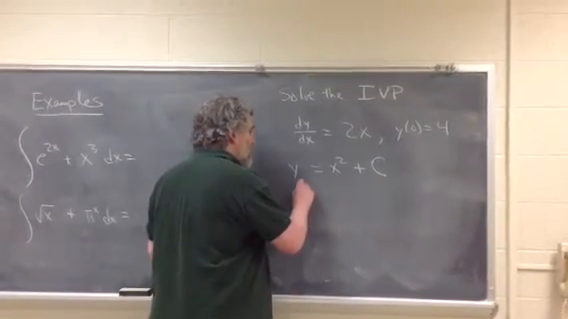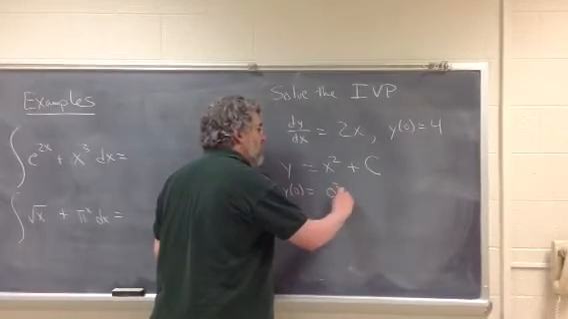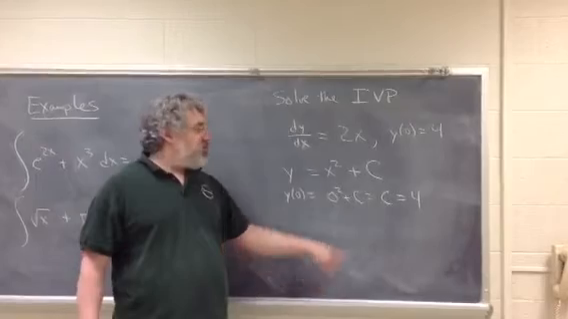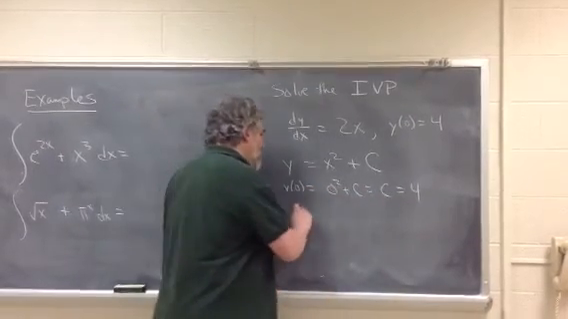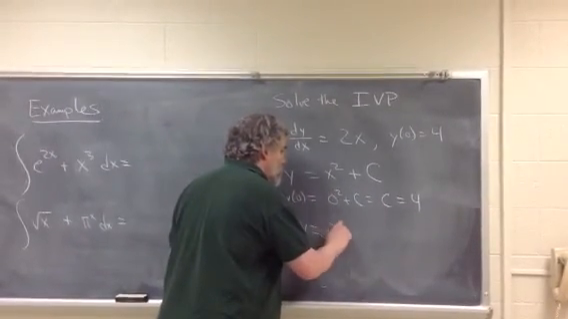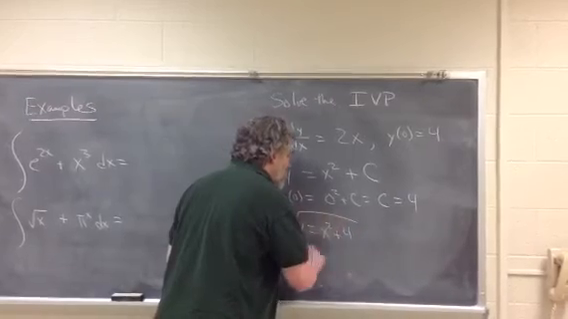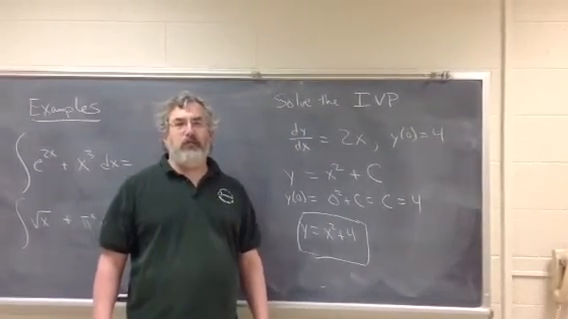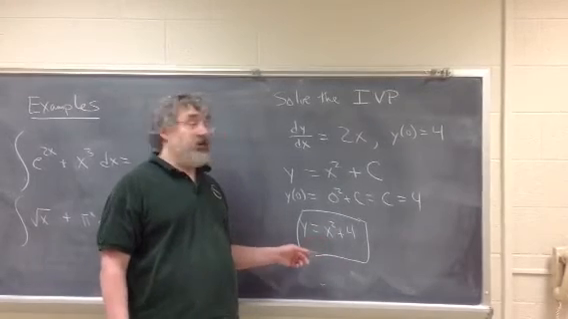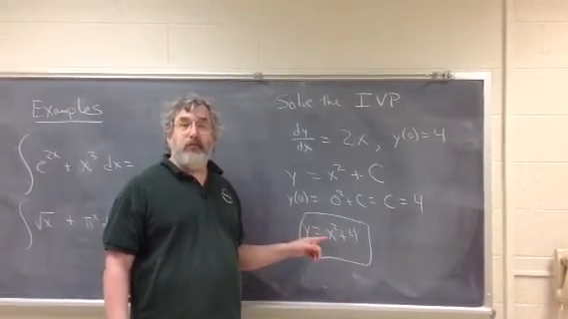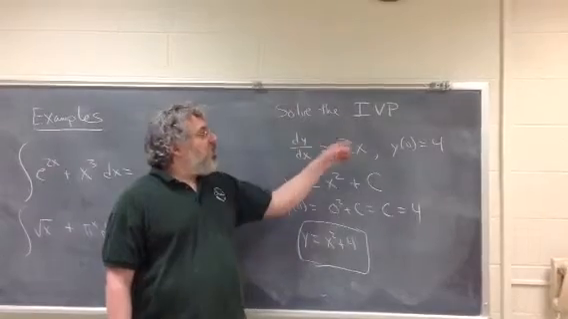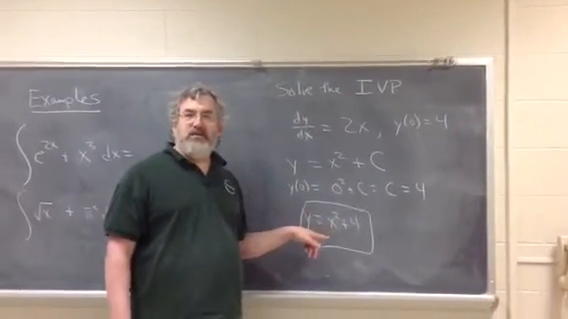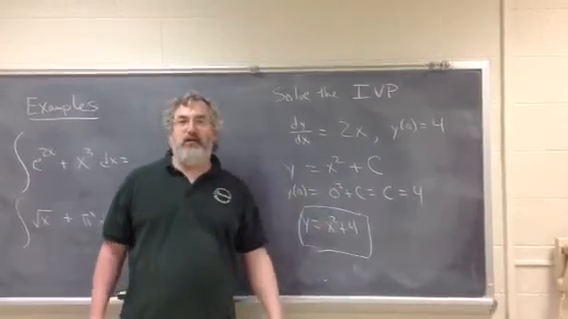Y of 0 means we plug 0 in for x. And it tells us that c is 4. So finally, our answer is y equals x squared plus 4. That's what the initial value problem solution is. That specific function. Sometimes more complicated differential equations can have constants going in all sorts of places. For now, that's probably what you'll see.